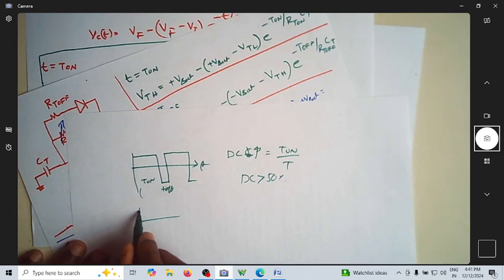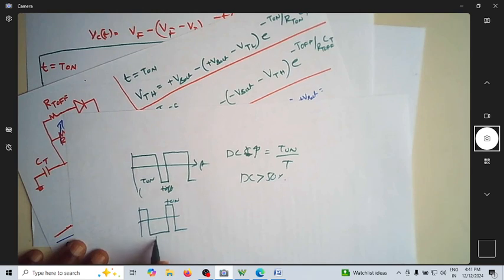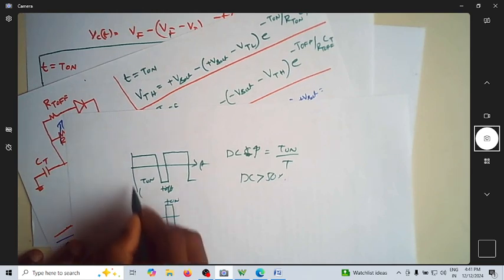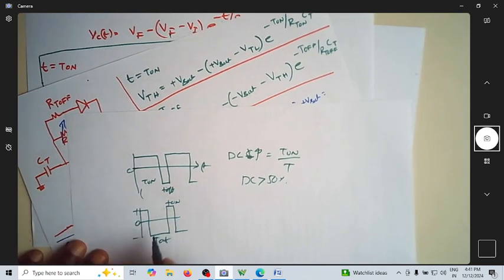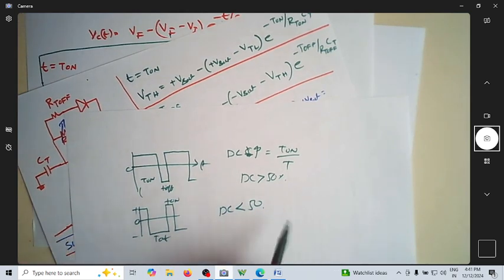Now I can have a situation where this is small whereas this is more. So my off time is more and on time is less. You can see this is T on, this is T off. This is 0 voltage, this is 0 voltage, this is plus VSAT, this is minus VSAT. My T on is less compared to T off. Now duty cycle is less than 50%.